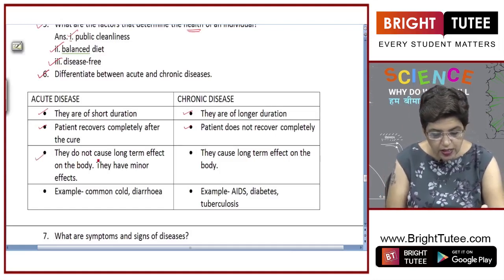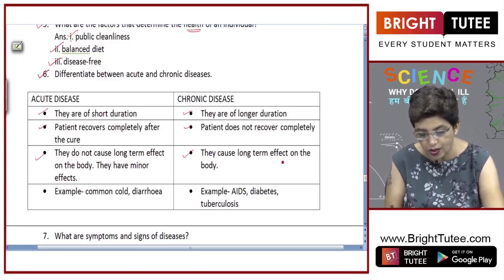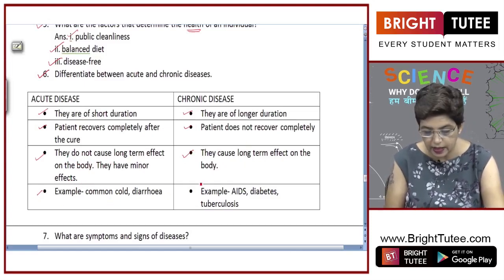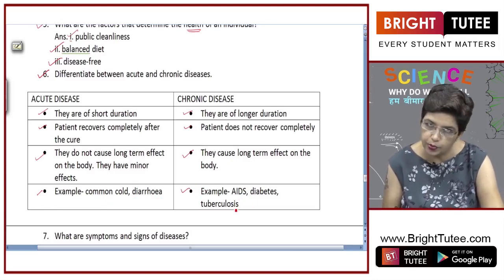So the acute diseases do not cause long-term effects on our body and they have minor effects. But on the other hand, chronic diseases cause long-term effects on the body. Examples of acute diseases can be common cold and diarrhea, and examples of chronic diseases could be AIDS, diabetes and tuberculosis.